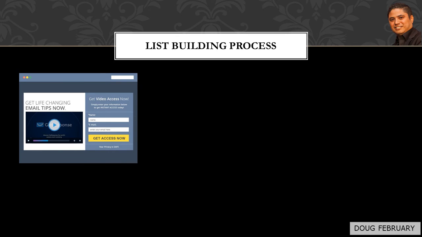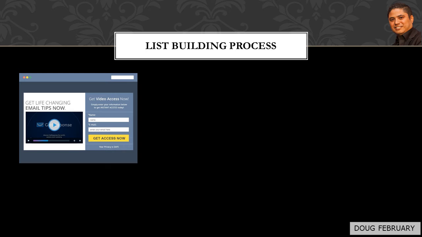Let us now have a look at the list building process. Firstly, you must have seen one of these before. This is what you basically call an opt-in form, because it asks you to put in your name and your email. And when you click get access now, you will basically be sent to a list. Many of us have already entered our details into forms that look something like this.